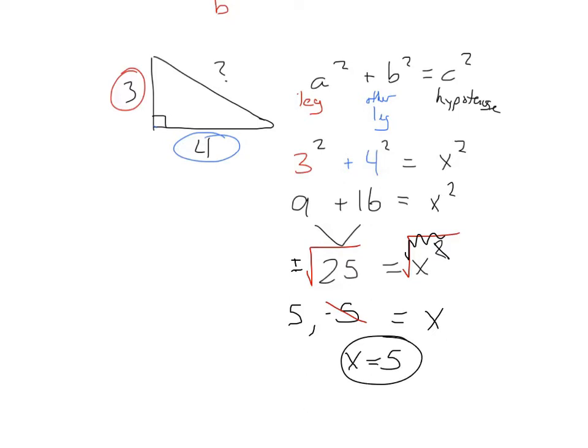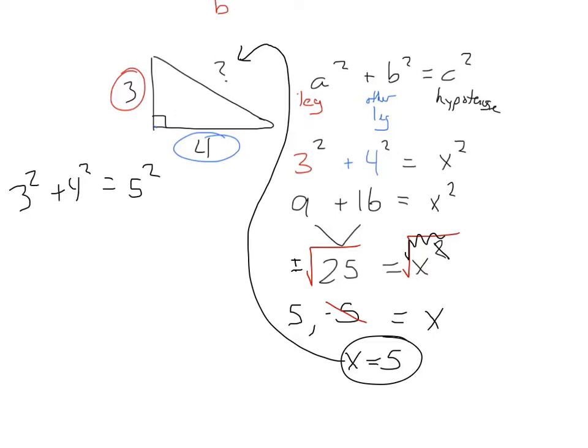So what does that mean? Well, it means that length right there is actually 5. And we can check our work because this squared plus this squared must equal that squared. So does 3 squared plus 4 squared equal 5 squared? Well, let's see. That's 9 plus 16, which equals 25. And 25 does in fact equal 25, so we did it correctly.